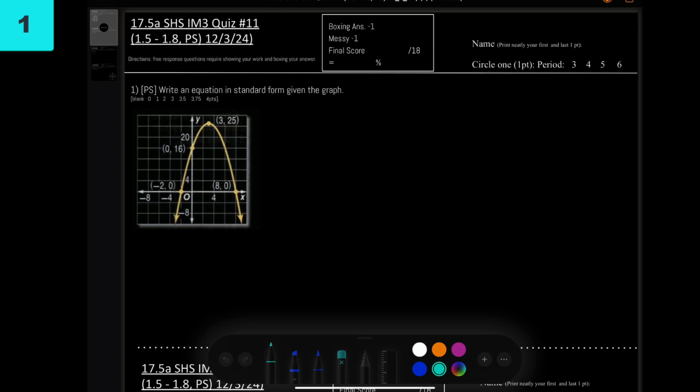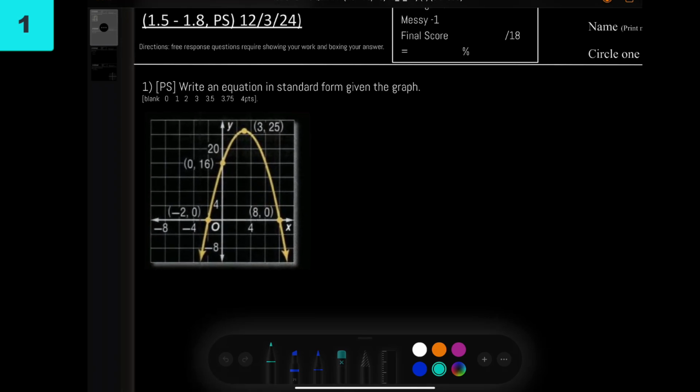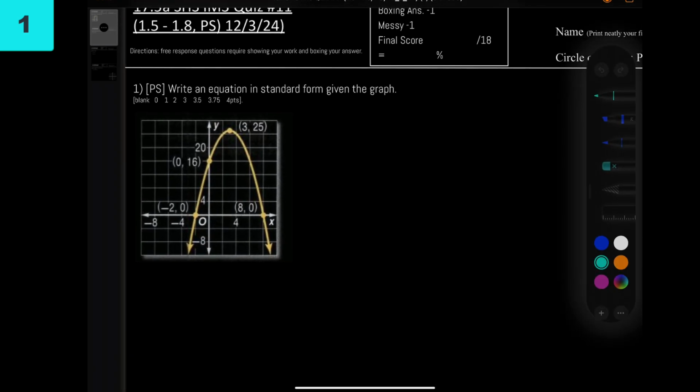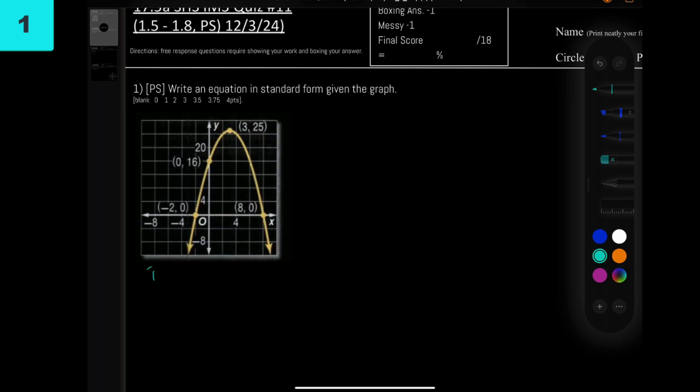Hey guys, let's go over quiz number 11, taken on December 3rd, 2024. Write an equation in standard form of the given graph. So the first thing I'm going to do is just get letters. Okay, you could do this a couple of ways. You can use, here in blue, this is your P and this is your Q because those are x-intercepts. So you can do something like x is 0, 16 is y, P is -2, and then Q is 8.